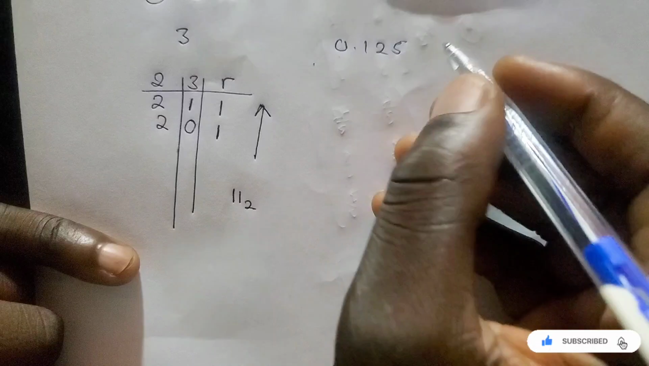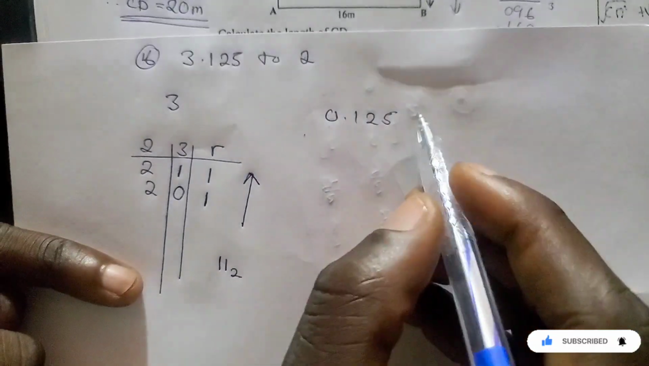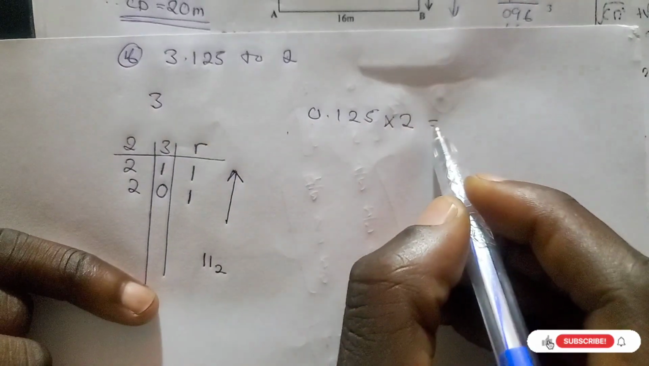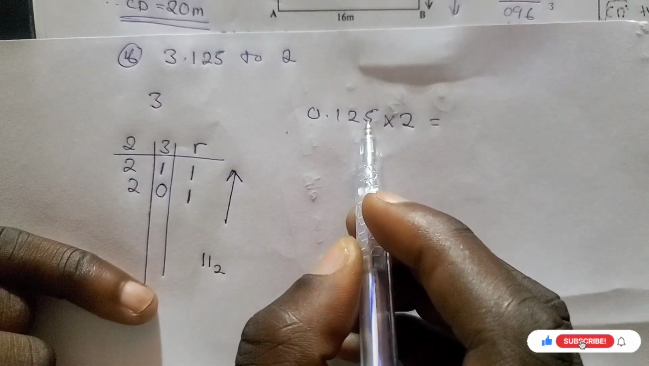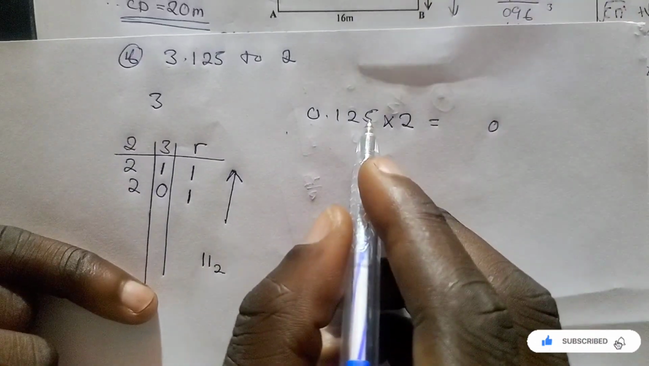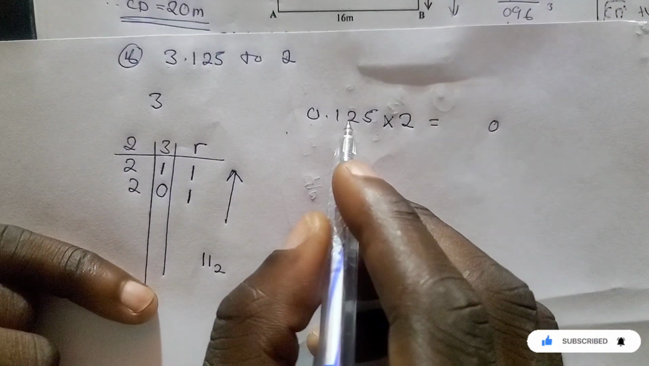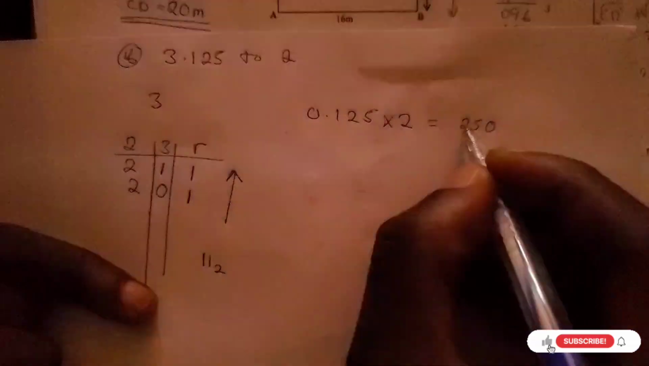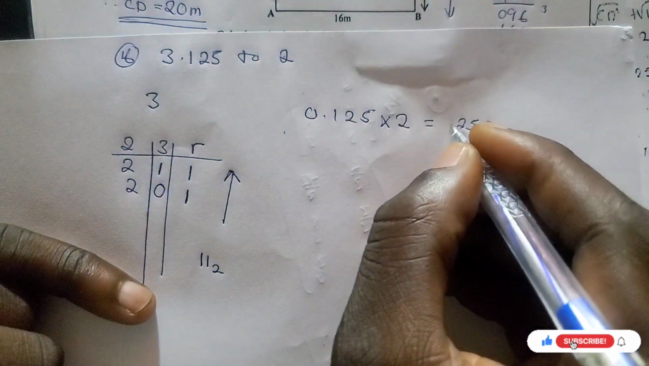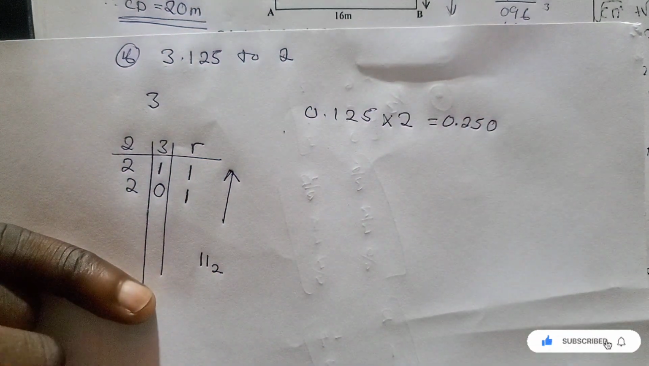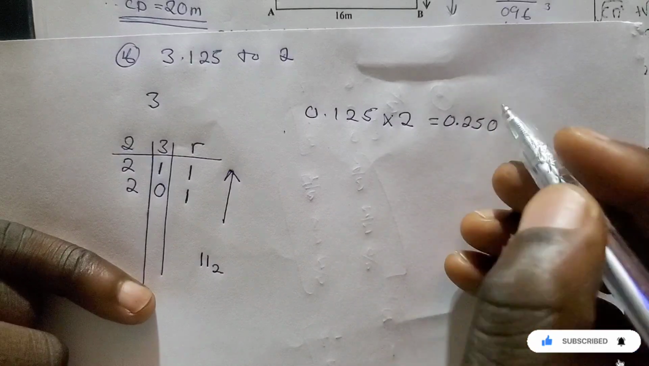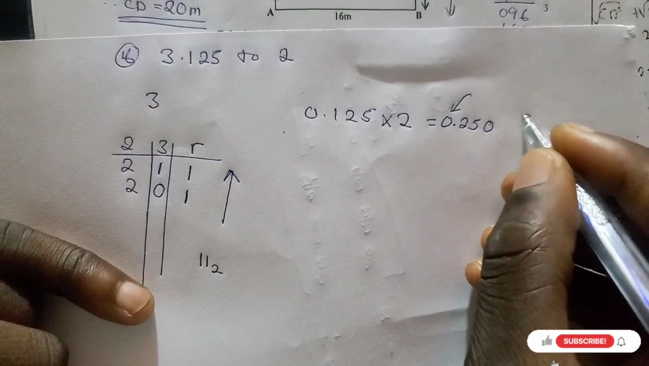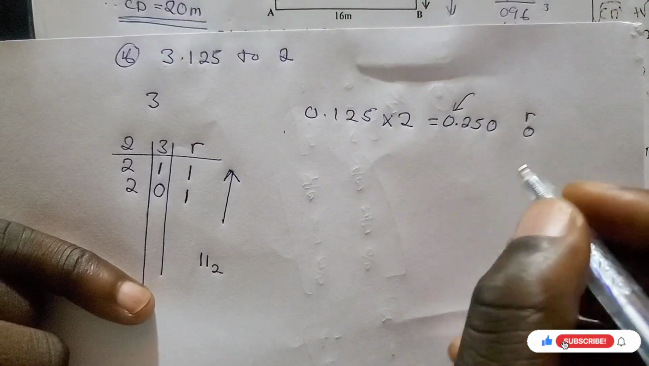Are we together? So here, what are we multiplying this number with? We are multiplying with the base, which is base 2. So we have 5 times 2, 10, 0 carry 1. 2 times 2, 4 plus 1, 5. 2 times 1 is 2. Point 2 times 0 is 0. In this case, we write the number which is here as the remainder. Let me write the R here. So this one will be 0.